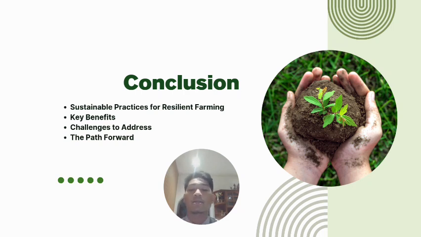Last but not least is the path forward. By integrating these strategies and adapting them to local conditions, farmers can ensure sustainable food production while protecting natural resources for future generations. That's from us today.